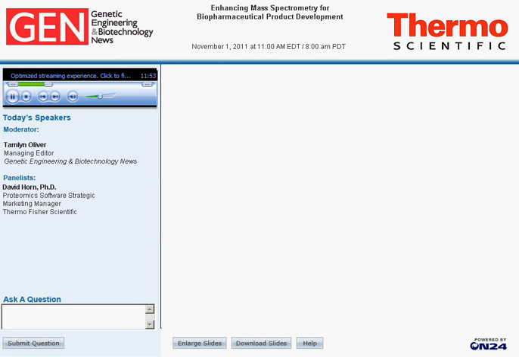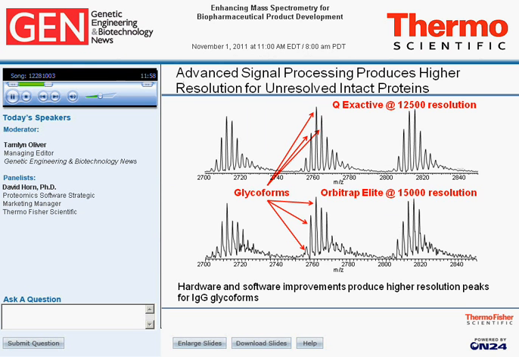So this advanced signal processing doesn't just help for isotopically resolved samples, but we've also observed that it's very helpful for intact proteins. So this is a spectrum of IgG, about 150 kilodaltons, same sample detected on both the Orbitrap Elite and the Q Exactive. And what we noticed was that in the mass spectrum itself, the signal is so clean, it almost looks like a deconvolved spectrum itself. Glycoforms are very clearly resolved.